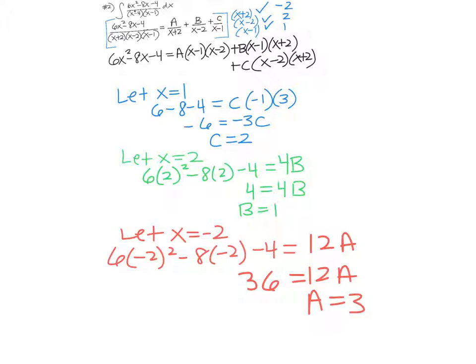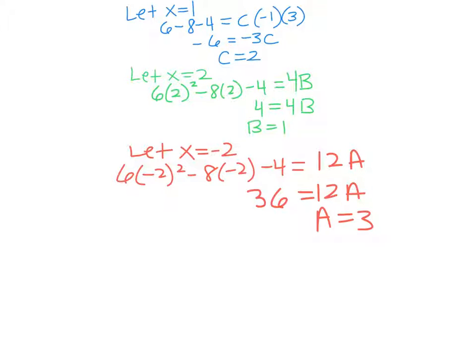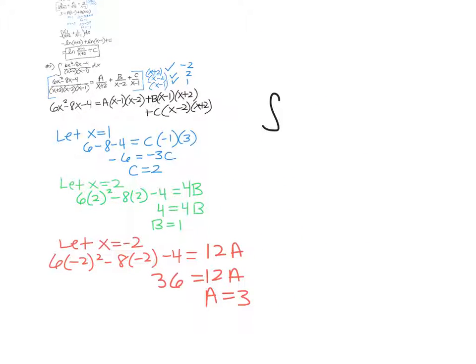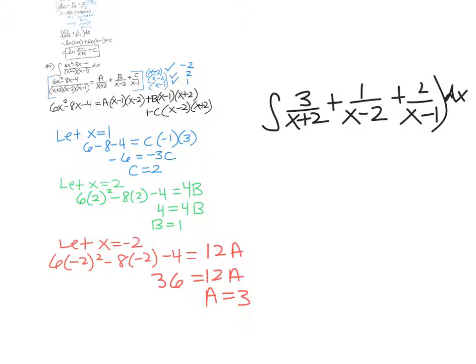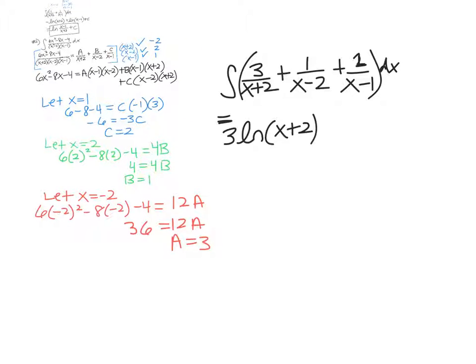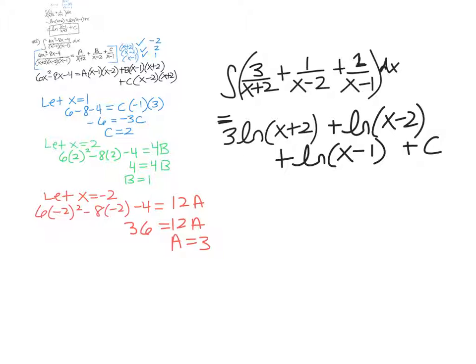And so now we're going to actually go ahead and evaluate the integral. All right, so here we go. We're going to integrate. We got a was 3, so 3 over x plus 2. B was 1, and that's over x minus 2. And c was 2, which is over x minus 1 dx. All right, and they're all just natural logs. So this one would be 3 natural log of x plus 2. Oh, they're all pluses too. That's fun. Plus the natural log of x minus 2 plus the natural log of x minus 1 plus c.